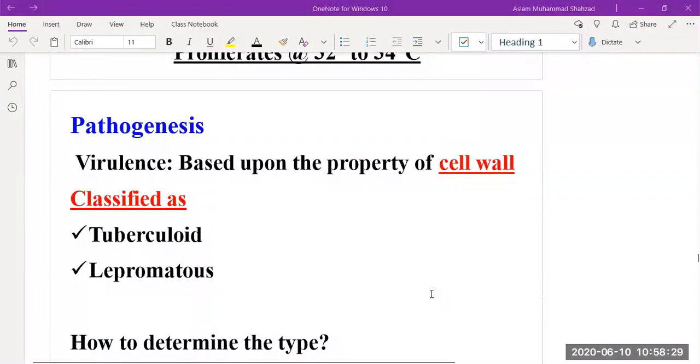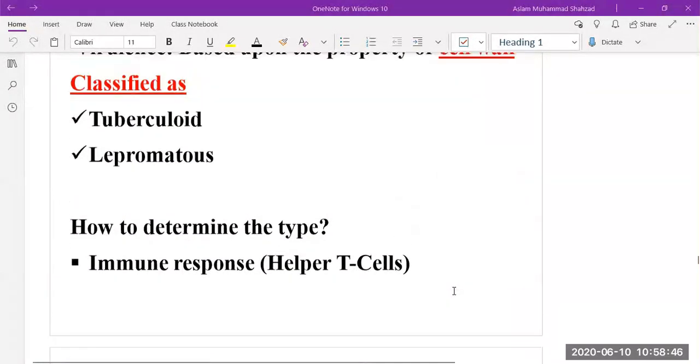The microorganism has a cell wall, and the disease is classified into tuberculoid and lepromatous leprosy. How we determine the type depends upon the immune response, especially the helper T cells, which are part of adaptive immunity.